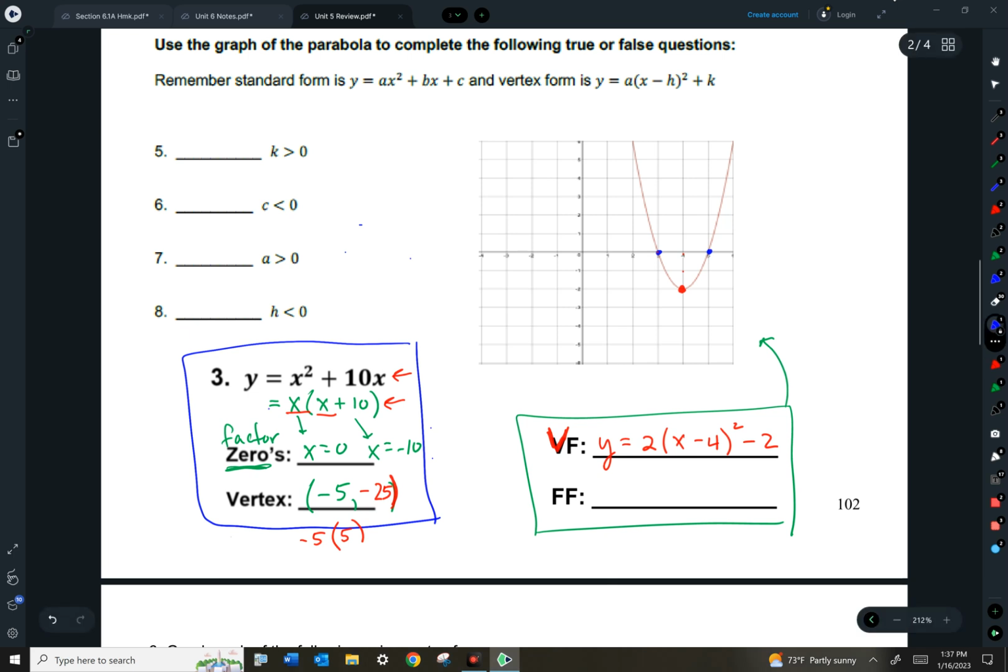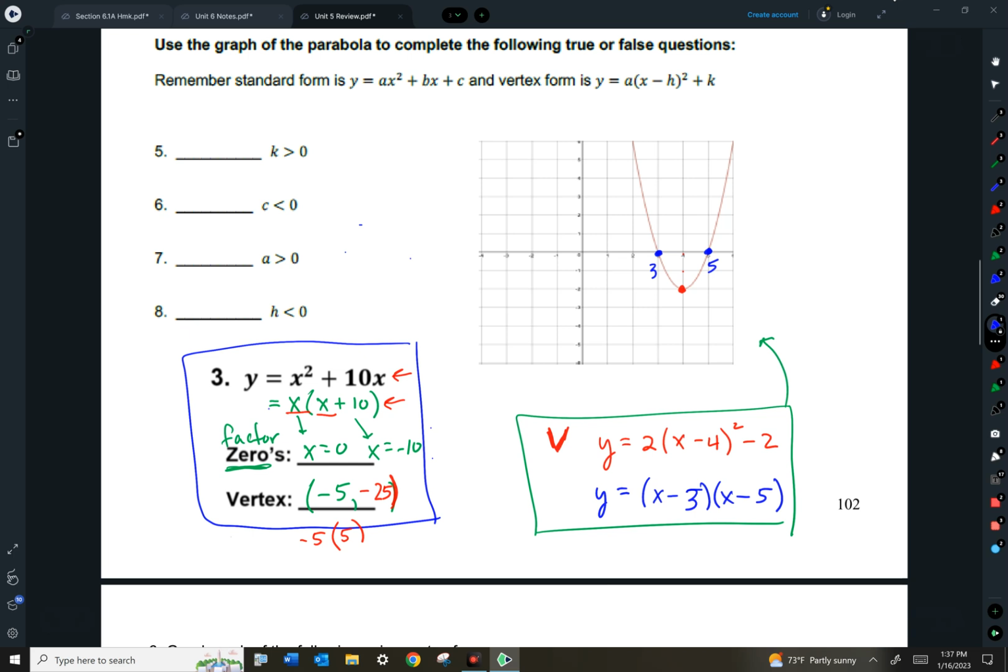Okay, for factored form, it's about the zeros, right? So for factored form, I would say y equals, and if it's factored form, that means you have your factors. Well, if my zeros are +3 and +5, doesn't that mean my factors are x minus 3 and x minus 5, because remember the factors are the opposite, so 3 and 5.